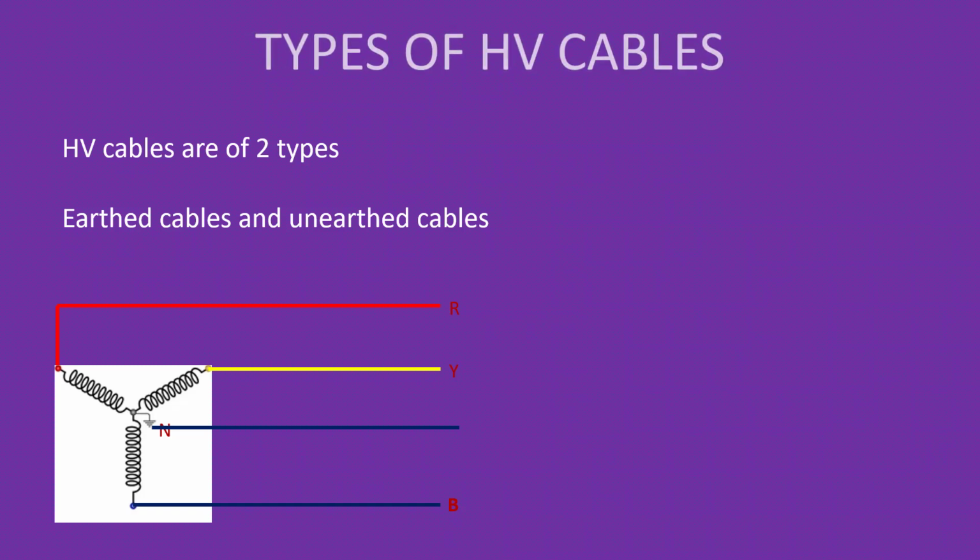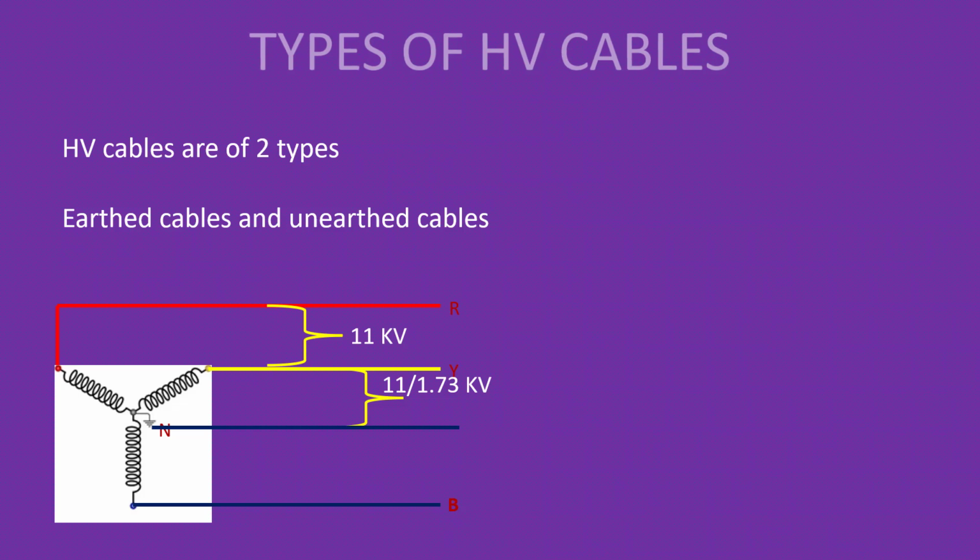In that scenario, what happens? For example, in an 11 kV system, the line to line voltage will be 11 kV. What is the voltage between phase and neutral? The phase and neutral voltage will be 11 kV divided by root 3, 1.73, which is about 6.35 kV. This type of system is called an earthed system.